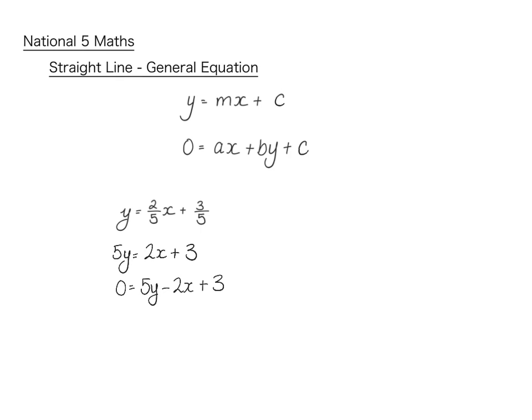So we use this general form if we've got fractions in our equation, so that we don't have those fractions in them, especially when the fractions are a bit more complicated and quite nasty in terms of the numerators and denominators that they've got. So that is the general equation of a straight line, and so it's in the form ax plus by plus c equals 0.